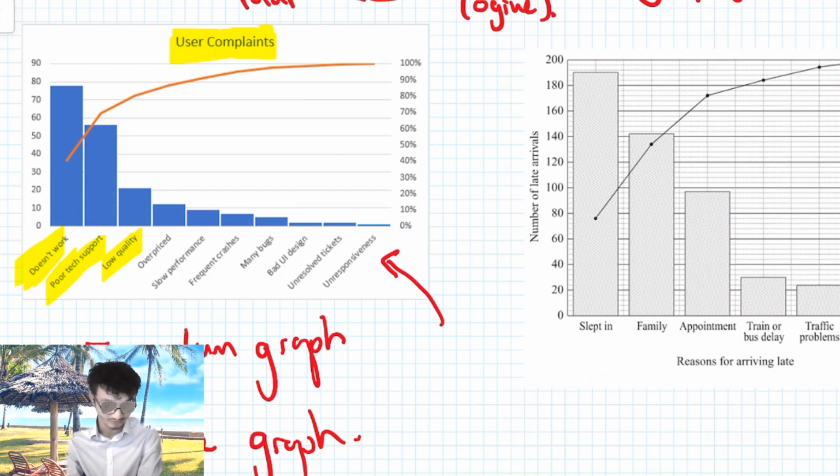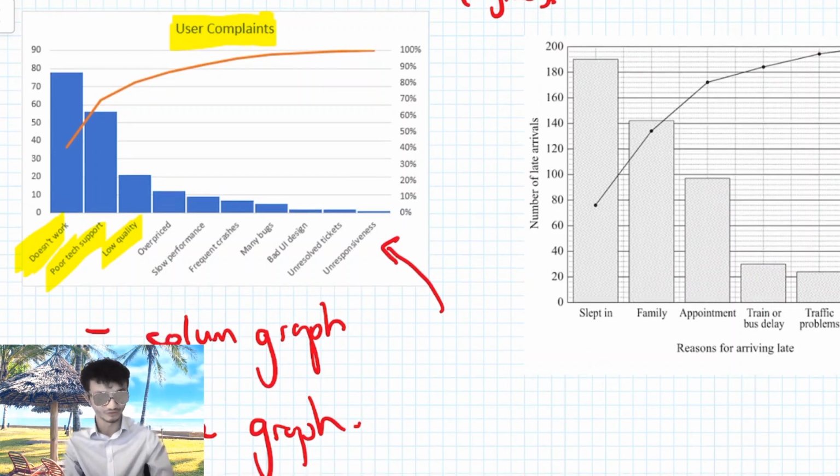Like, yeah, the bugs in the program, or the unresponsiveness, they are factors that people care about, but not many people care about those. So if you think about addressing your efforts into fixing some of these, you're probably going to want to focus on these guys over here, right? There's another thing that's associated with this called the 80-20 rule. I'll talk about that in the Pareto chart lesson.